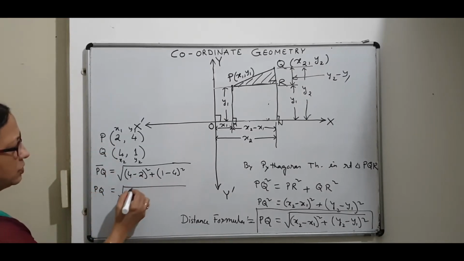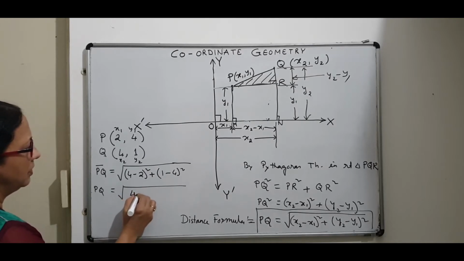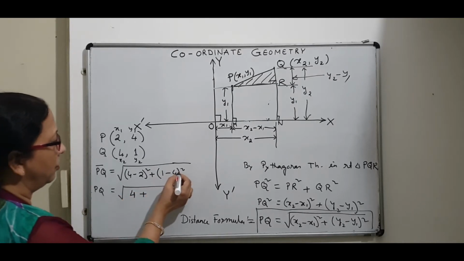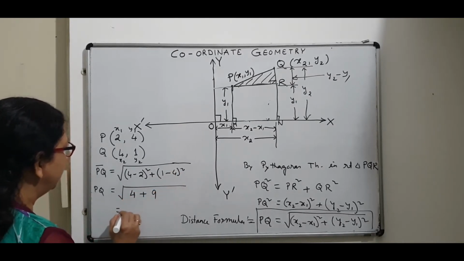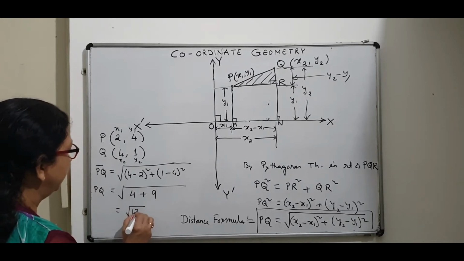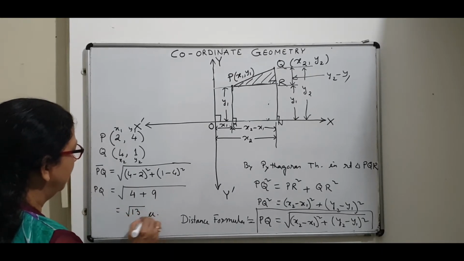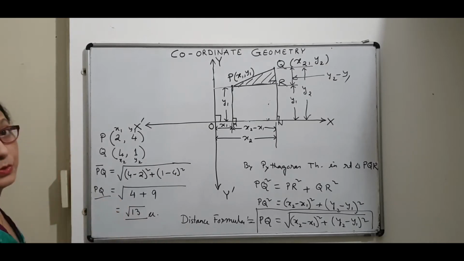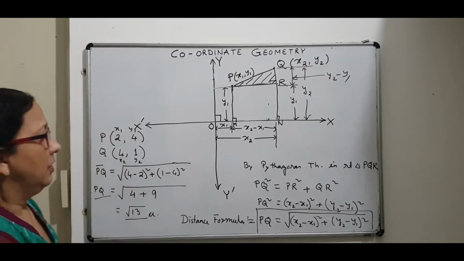4 minus 2 whole square is 2 square, that is 4, plus here 1 minus 4 whole square is 9, so it is under root 13 unit. So root 13 unit will be the distance between the points P and Q.